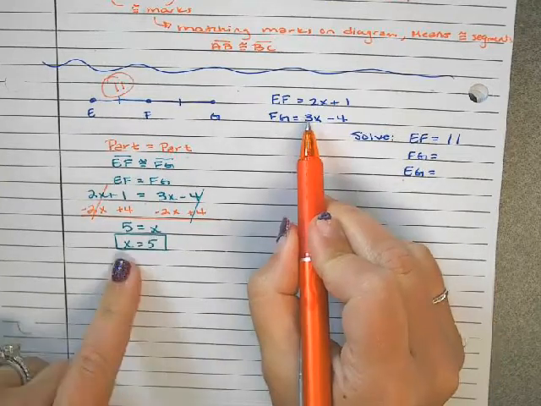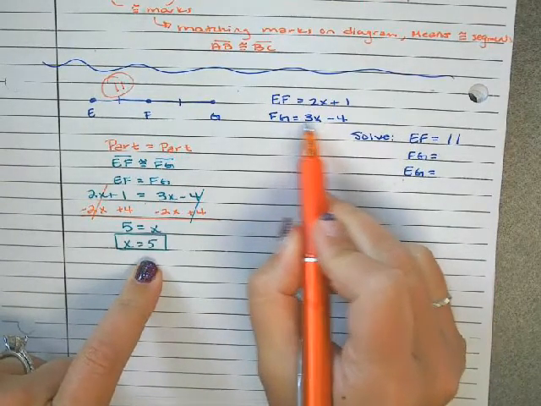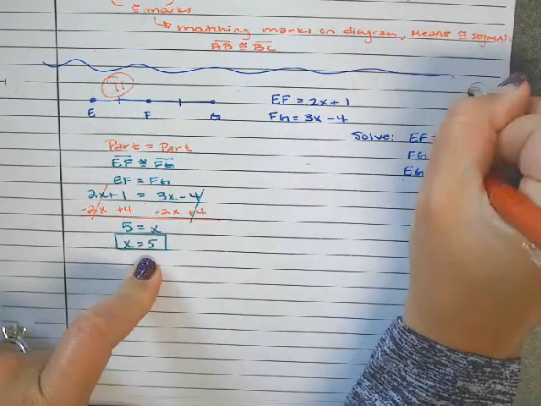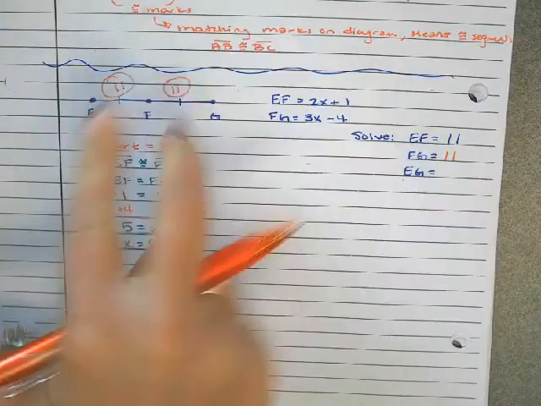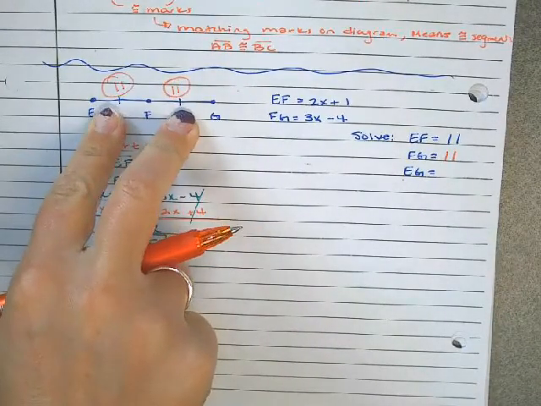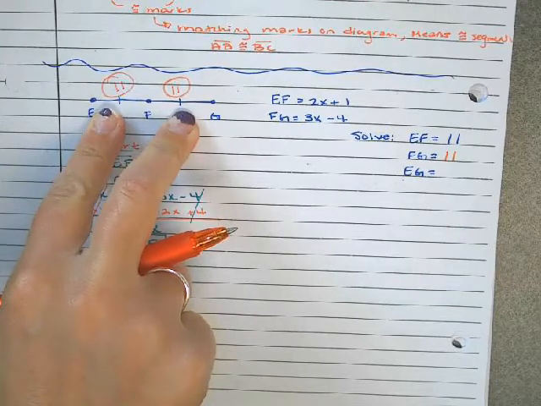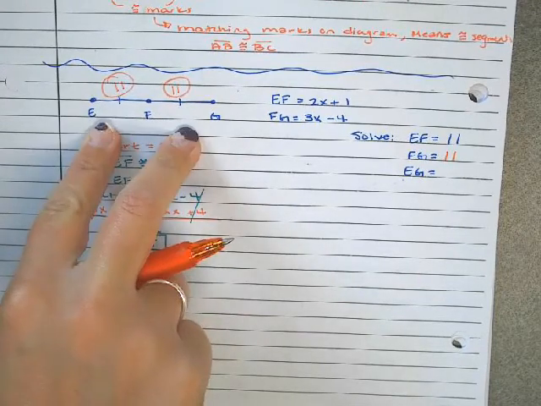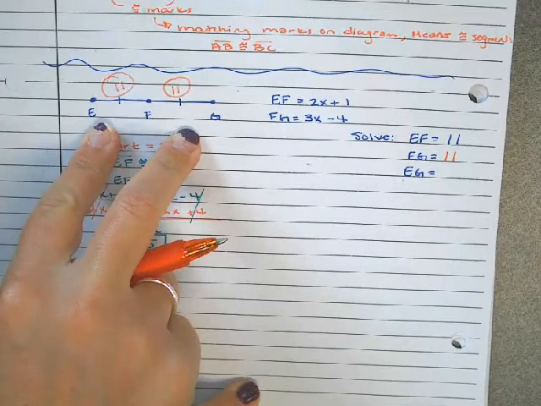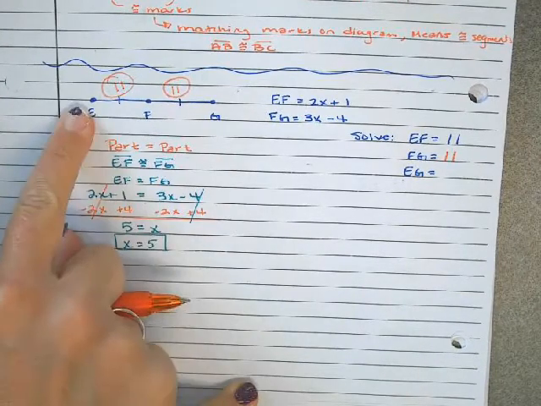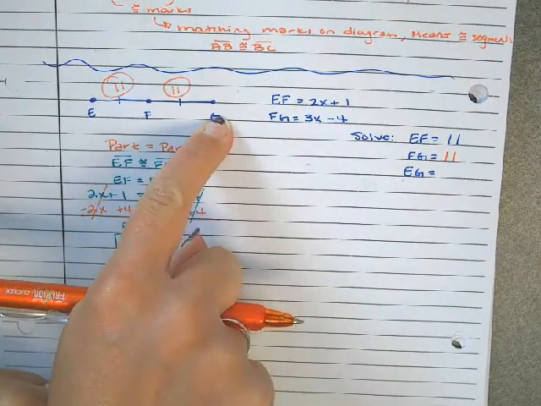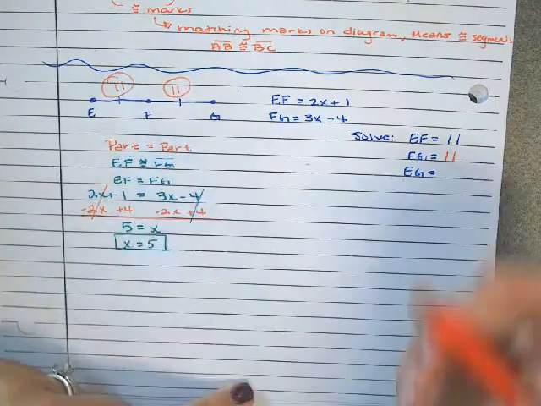Okay, 3 times 5 is 15. 15 minus 4, I'm also finding is 11. Are these supposed to have the same length? Yeah, it's a midpoint. I marked them congruent. They have to have the same length. Okay, so then what would the whole thing be if I went from E all the way to G? 22, you just add them up.